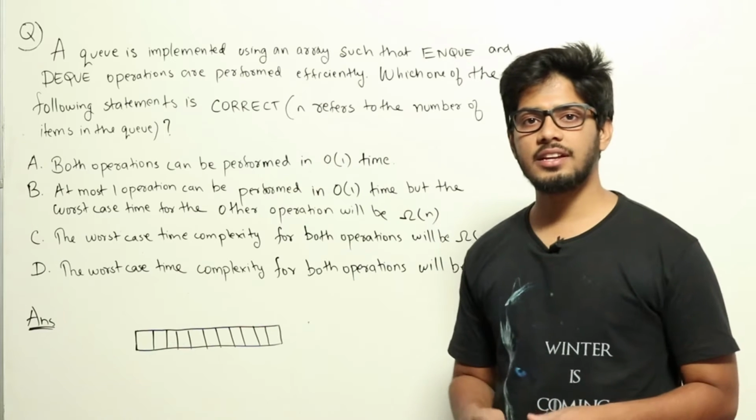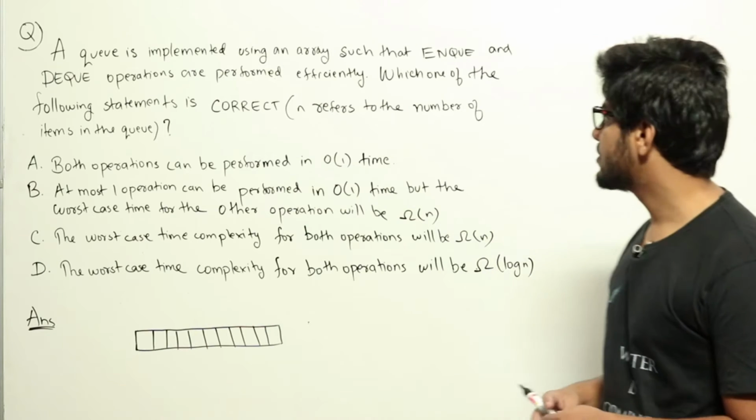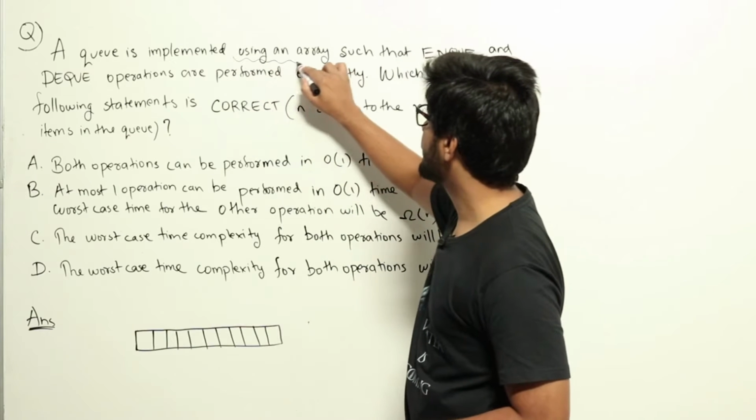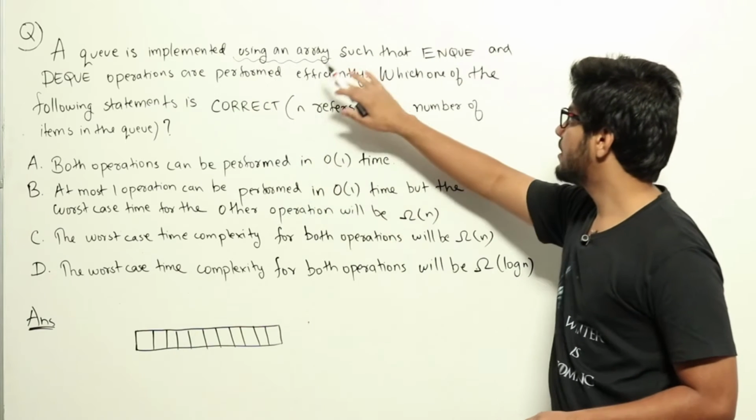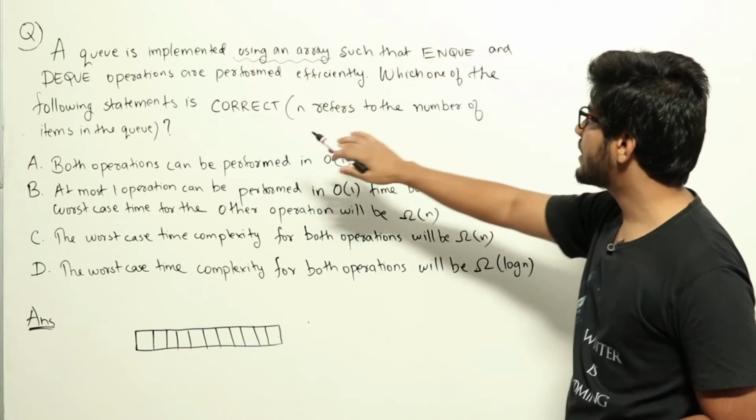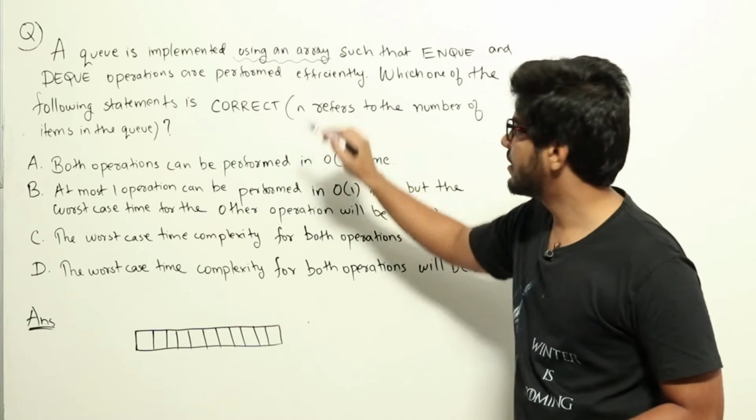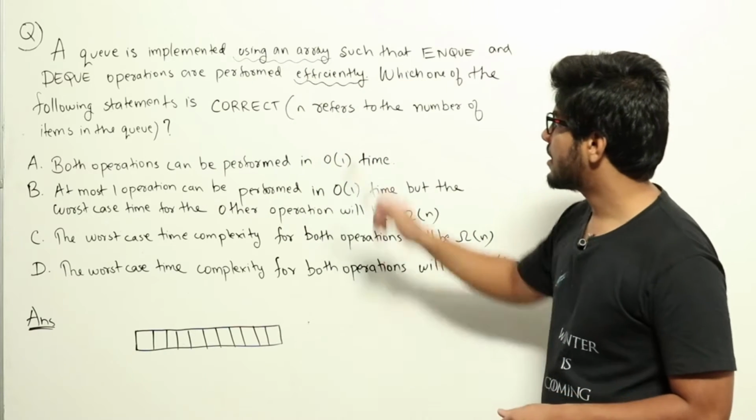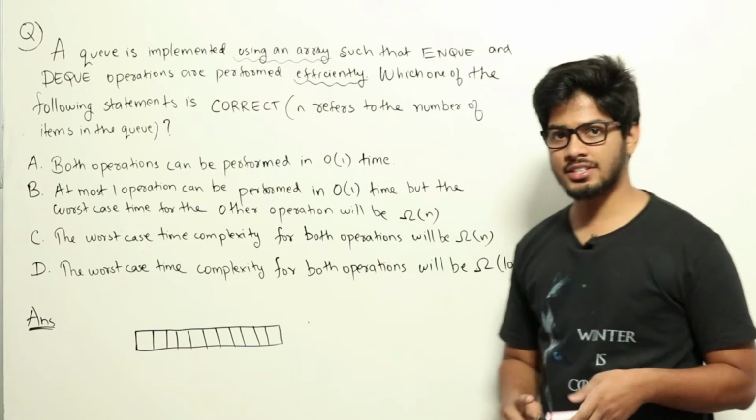So this is a question from data structures asking us about queues. They are saying that they are implementing a queue using an array here, and it is implemented such that NQ and DQ operations are performed efficiently. It said that both are efficiently performed. Now they are asking what's the time complexity of these operations.